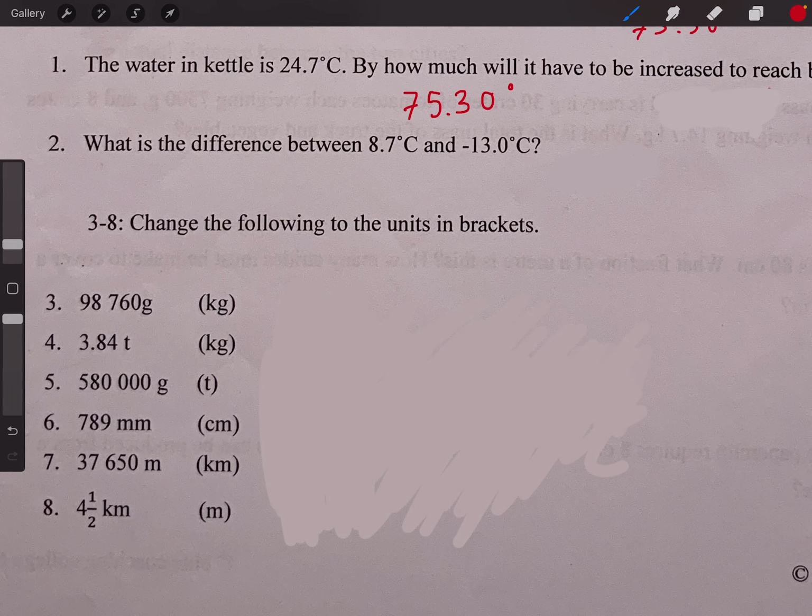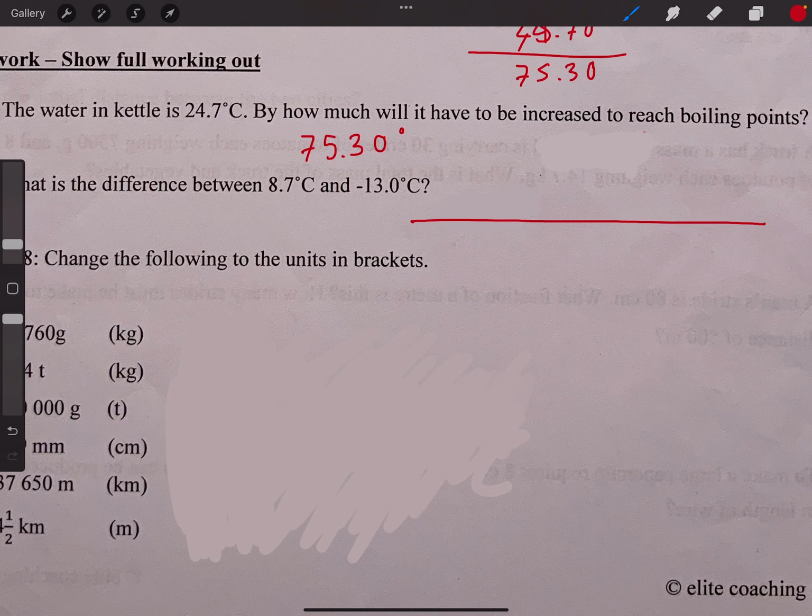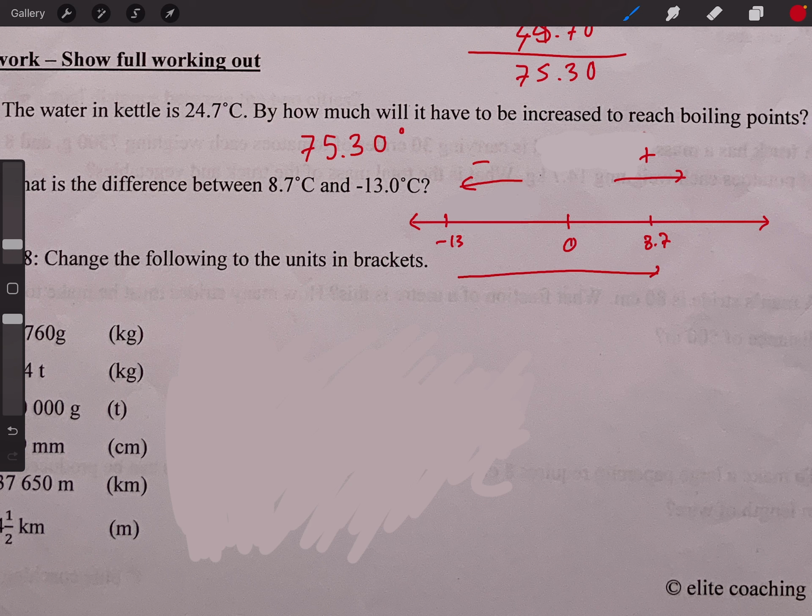What is the difference between 8.7 degrees Celsius and minus 13? So imagine you have a number line, and we have 0 here, 0 degrees. And then minus 13 is over here, and 8.7 is on the right hand side. All the negative numbers on this side and all the positive numbers on this side. So from here to here we have 13 degrees, and from here to here we have 8.7 degrees.